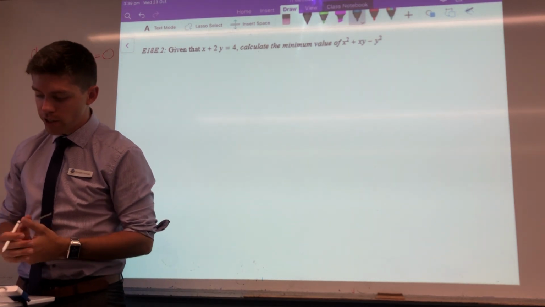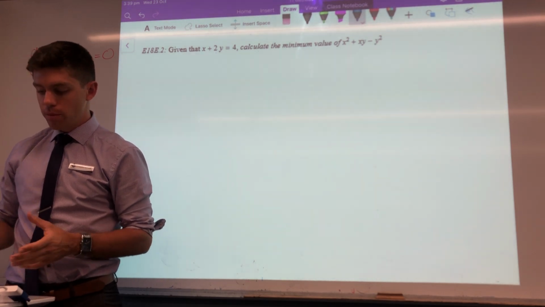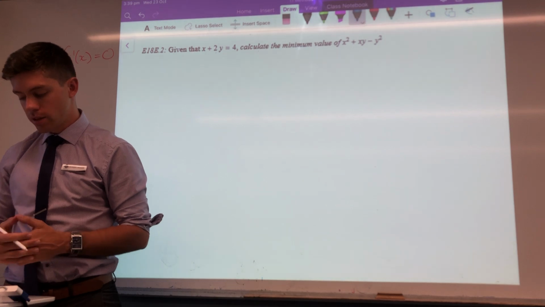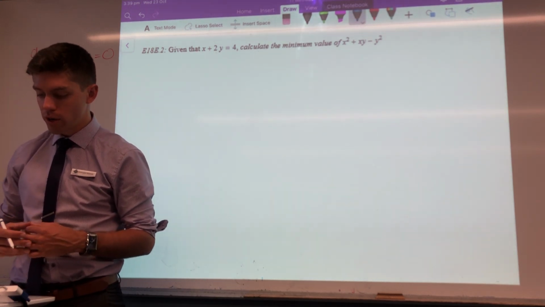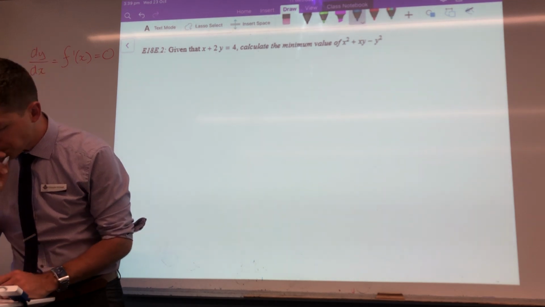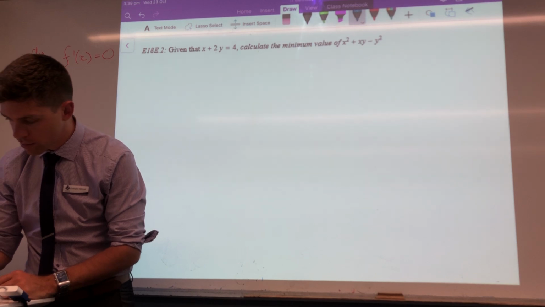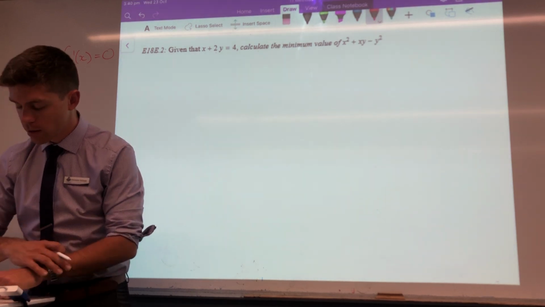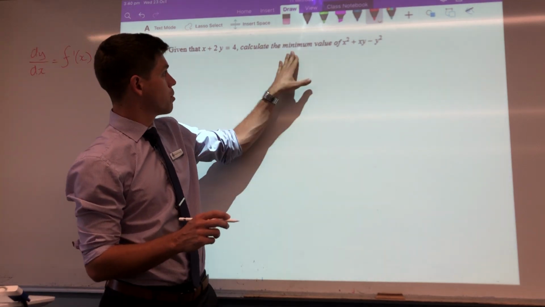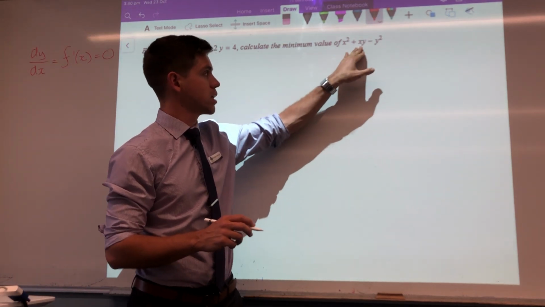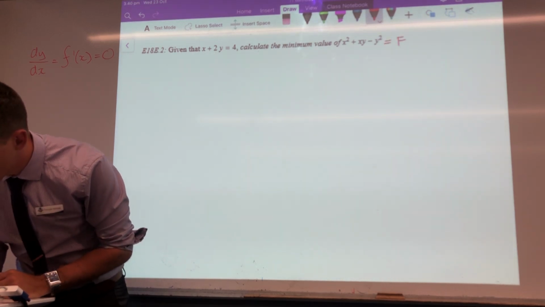See, we've got 2 bits of information. Given that x plus 2y equals 4, calculate the minimum value of x squared plus xy minus y squared. So let's just first say that ultimately we're being asked to find the minimum value of this particular function. So let's call this function f.